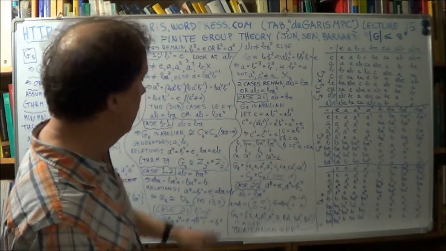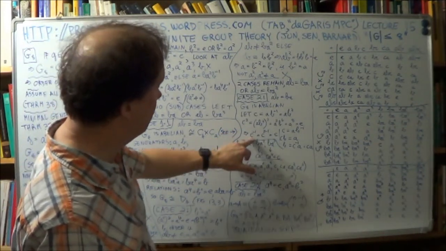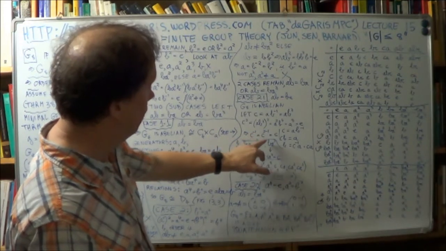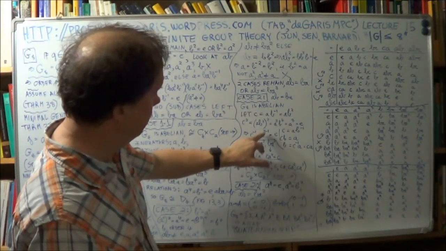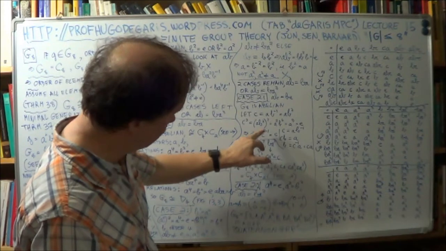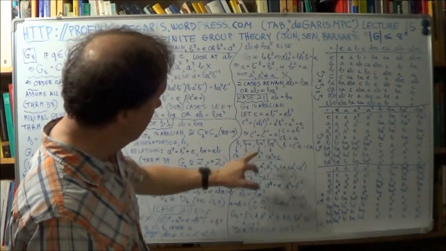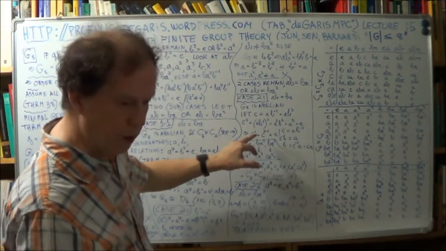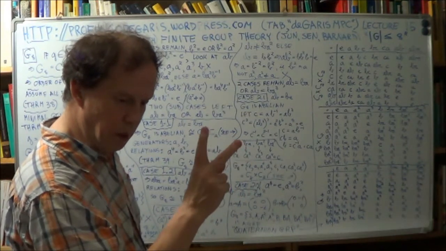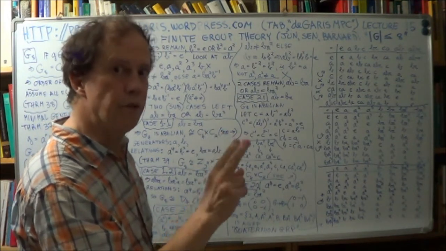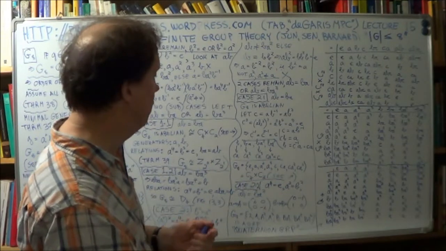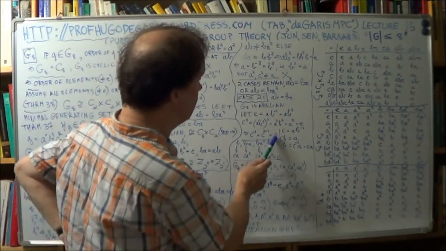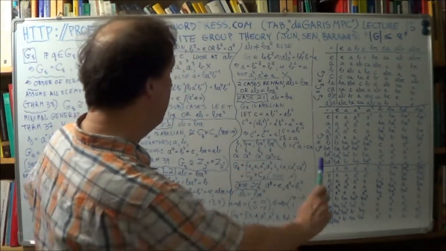Right? And that implies the inverse of C will be C to the power 2 minus 1, which is just C. So when you have an element that has order 2, its inverse is itself. Right? Done that quite a few times. So the inverse of C is just itself.